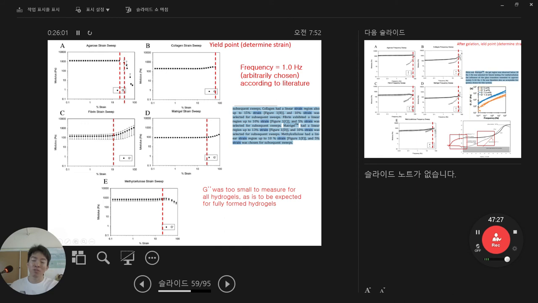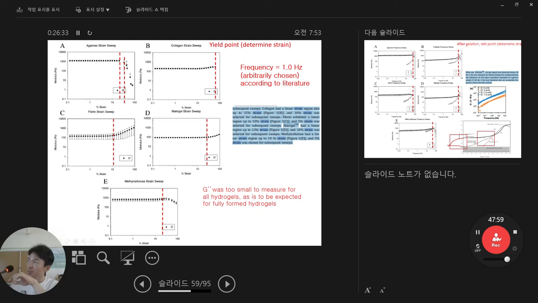And then you do this frequency sweep and strain sweep, and then you know the yield point. Determine it, because you cannot go over this point to determine the other things. Okay? So you have to select less than 10% approximately for this material. This material less than 5 or 50 or 60%. This material 10%. This material like 20%, 10%.